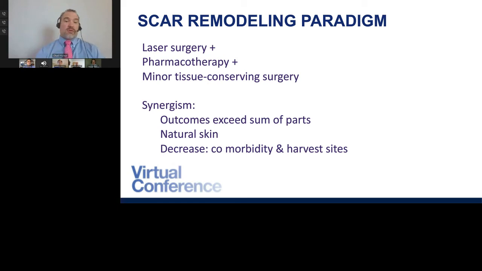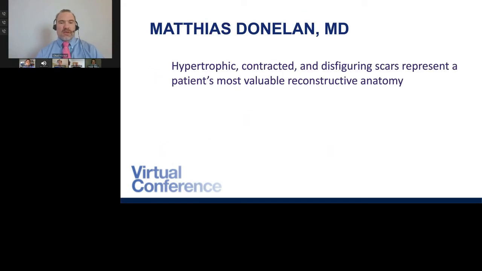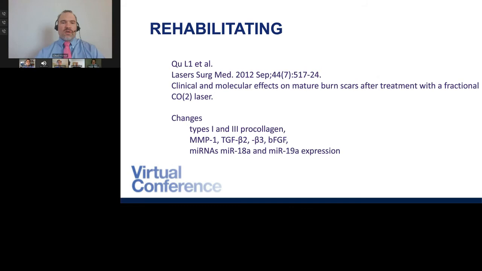And what that's going to do is decrease comorbidity. Harvest sites, split thickness skin grafts, hopefully will become less necessary as time goes on. Dr. Donlin has this great phrase that I love talking about: the hypertrophic and contracted disfiguring scars represent the patient's most valuable reconstructive anatomy. You don't need to do these huge flaps. We know that we can rehabilitate it based upon some of the work, going back even to 2012, where we know that we're changing things truly at a microscopic level.